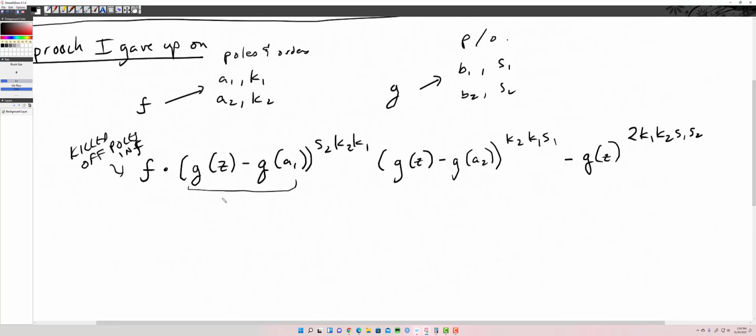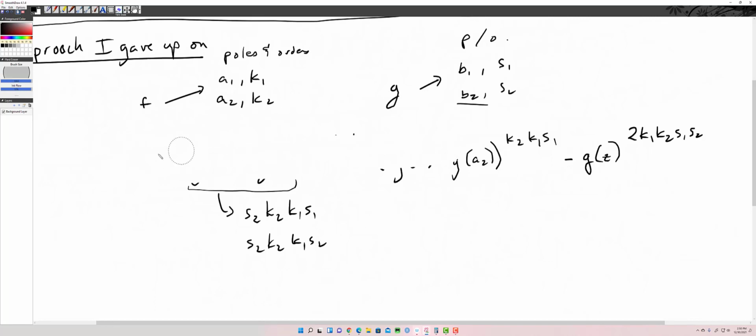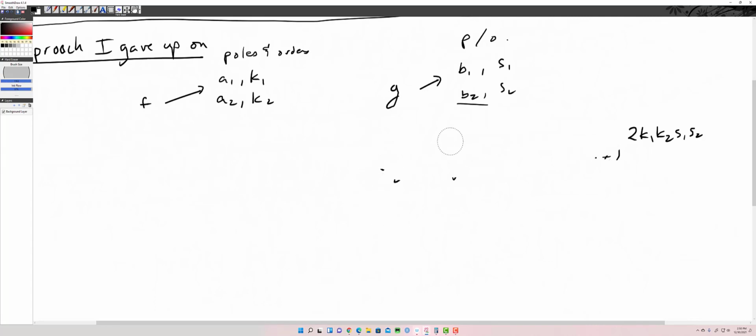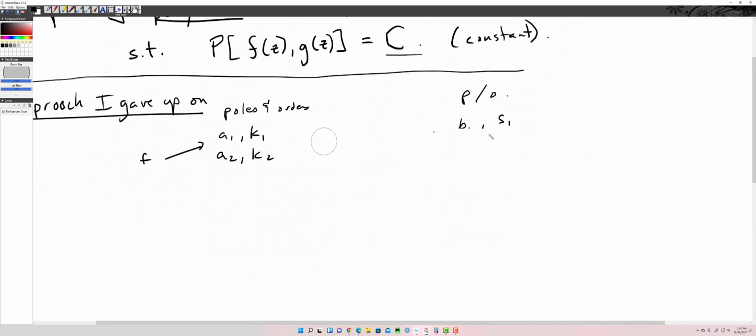But now my problem is I have S2, K2, K1 poles at B1, which are each of order S1. And I have S2, K2, K1, S2 poles at B2. Well, actually, no, this doesn't work. See, this is what I mean. I don't like this approach at all. This approach will not work, I don't think, because you have to pair up these exponents in a way that. Anyway, if you could think of another way to do that.